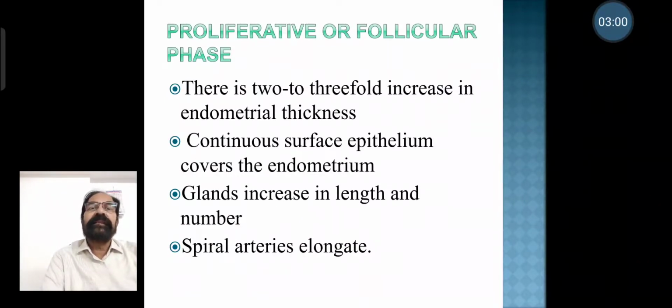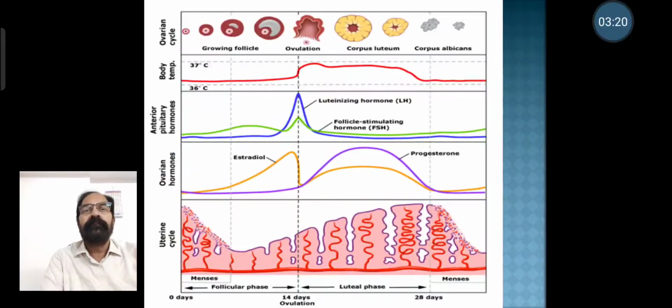There is 2 to 3 fold increase in the endometrial thickness, and there is continuous surface epithelium which covers the endometrium. Glands increase in length and number, and the spiral arteries elongate. So you can see again the picture that is the proliferative phase. You can see the arteries are growing.